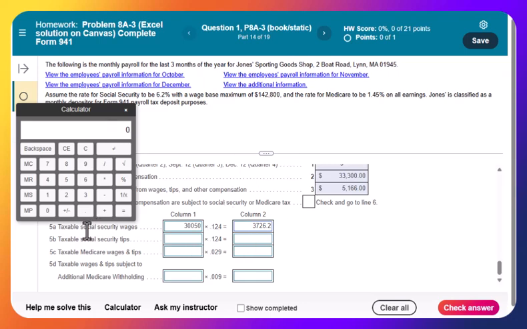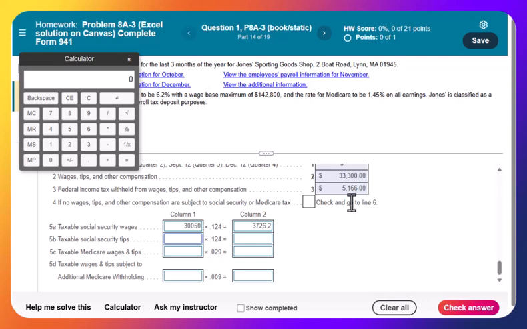So taxable Medicare wages and tips. And remember, for Medicare, it's 1.45% on all earnings, and we are doing both the employee and employer portion. That's why this rate here is 0.029, because it's 1.45% twice. So we can go ahead and take this 33,300 right here, which is the total wages, tips, and other compensation since Medicare doesn't have a wage-based limit. And we're going to go ahead and enter that on 5C here in column 1.